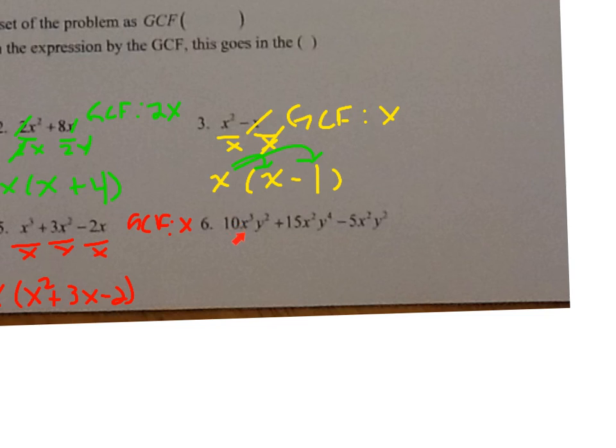All right, let's take a look at number 6. So I have 10x to the third y squared plus 15x squared y to the fourth minus 5x squared y squared. So let's write down the GCF. What's the largest number that goes into 10, 15, and 5? That's 5. We have an x to the third, an x squared, and another x squared, so that would be x squared. We have a y squared, y to the fourth, and a y squared, so that would be y squared. So let's put that right here. 5x squared y squared, parentheses. Divide everything by 5x squared y squared.